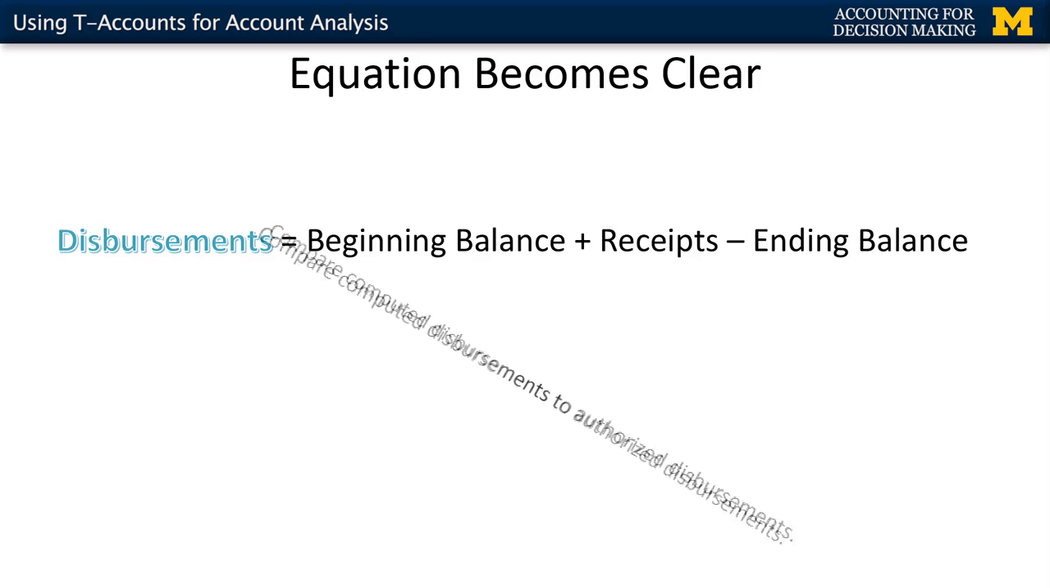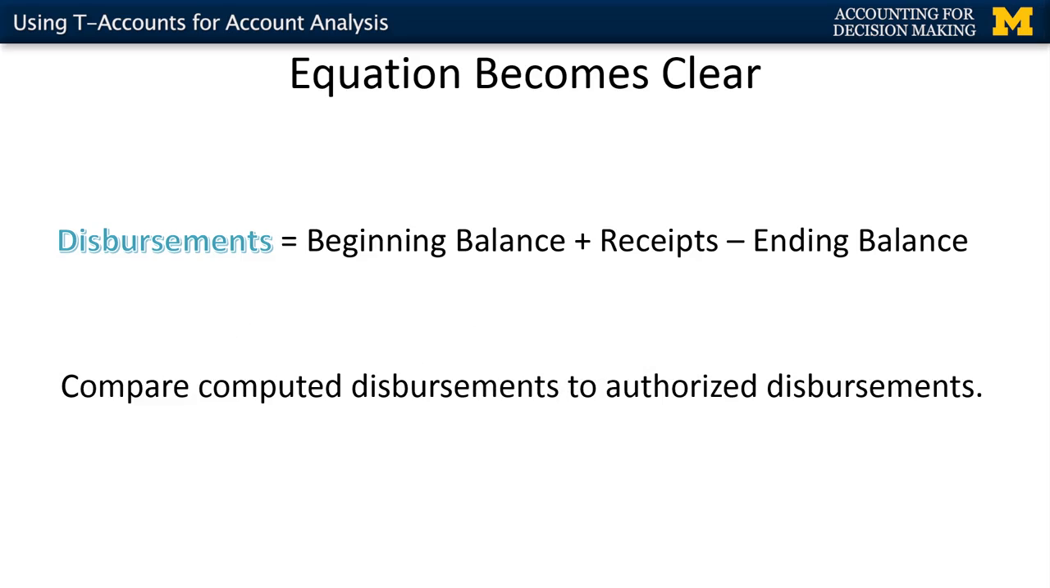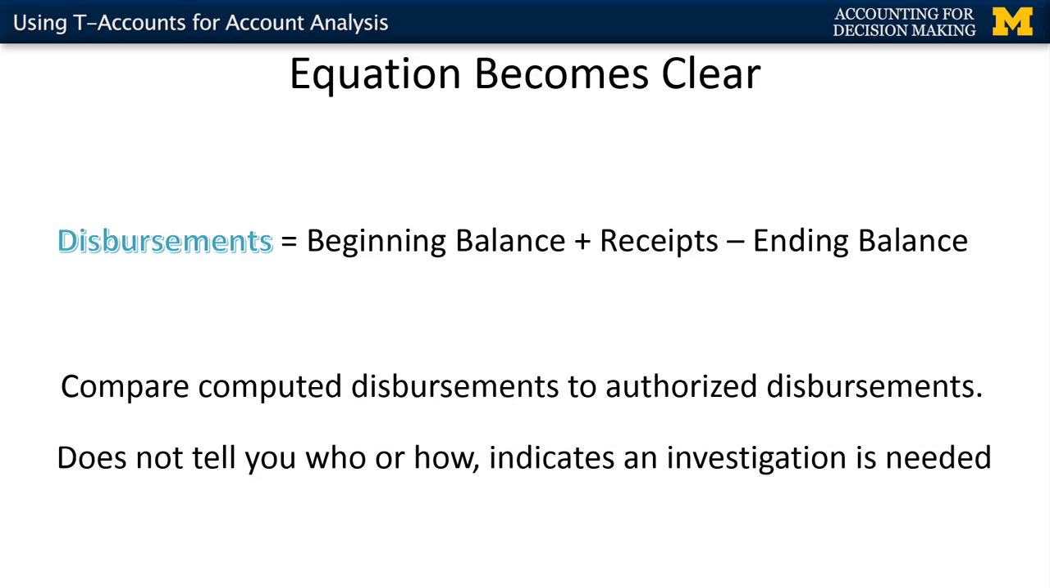Now, once we've done this, we can compare that computed disbursements number to the authorized disbursements by going back and looking at all the different things that the company actually approved people could do. We can get that authorized disbursement number by looking at all of our journal entries from the past. If we find that our authorized disbursements don't match our computed disbursements, it tells us we may have a cash problem. It doesn't tell us who took the cash or how it was taken, but it does indicate that an investigation is needed.